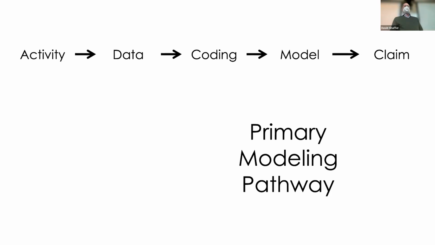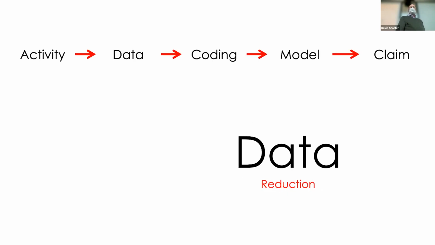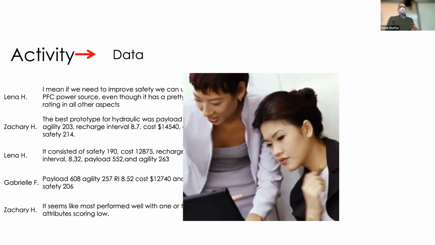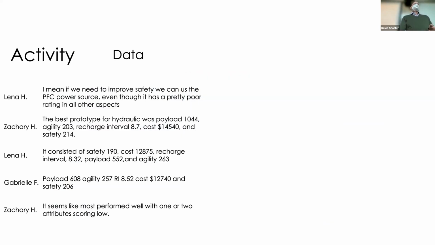The thing that I want to point out about this pathway, though, is that every step in the path is a data reduction. So we start out with activity, and there's a tremendous amount of activity, even in the simplest setting. Anybody who's done field observations knows that. We turn that activity into data, and then we more or less forget about the activity and focus on the data. But notice that the data has a lot less information than the original activity did.